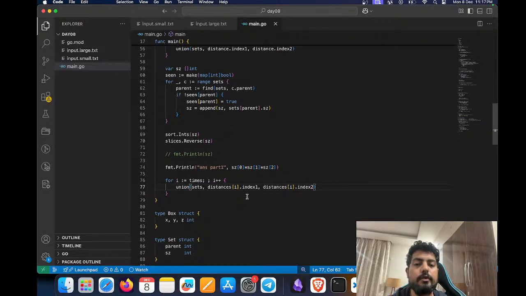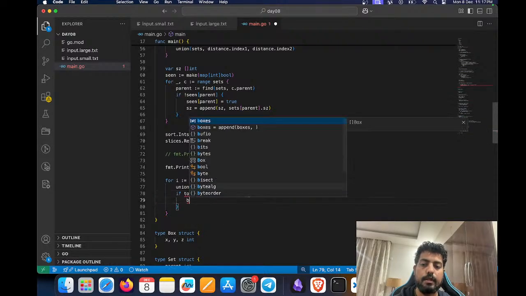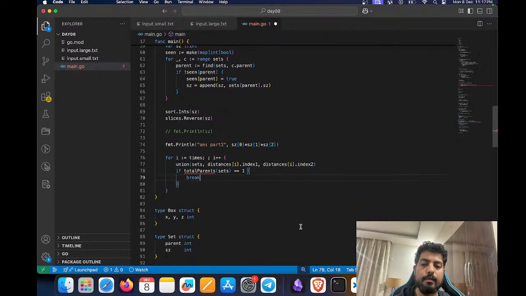So now we are continuing with the algorithm here. We are just taking the next smallest distance and then merging those sets: union, find, merge. And then if the total parents of these sets is equal to 1, only in that case we break.